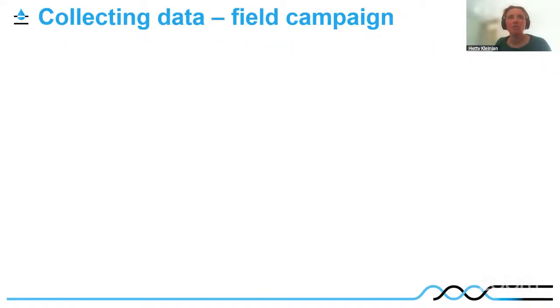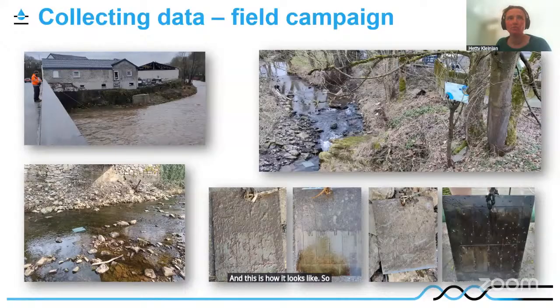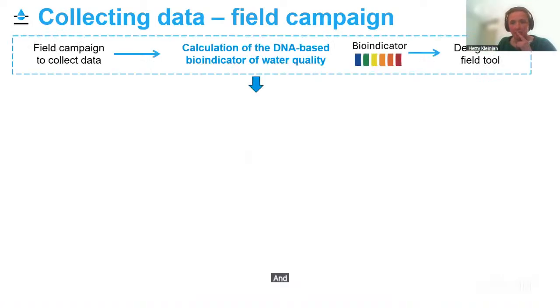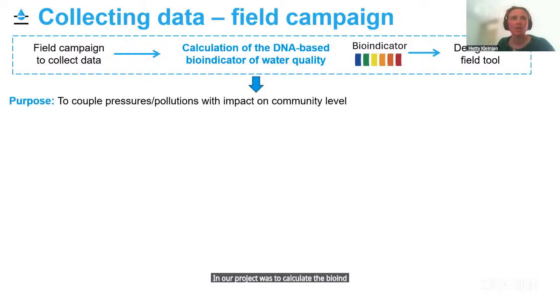And this is how it looked. So here are some photos to give an impression of how we installed these passive samplers and how the biofilm was attaching to those samplers. And then the next step in our project was to calculate the bioindicator and to couple pollution pressure with impacts on community level.